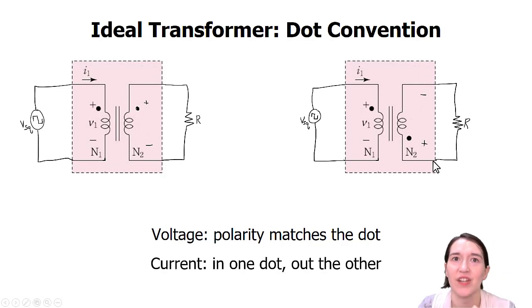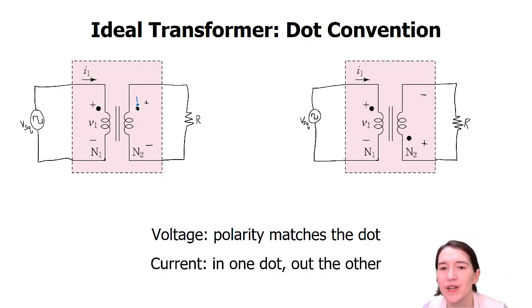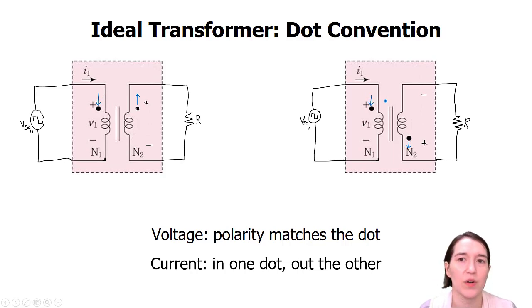The other part is the current. The current is going to be into one dot and out the other. So on this one, it's going out of the dot to go through the resistor, and this one has to go into the dot in order to balance correctly. And on this one, we're going to go out of that dot to go through the resistor, and this one's going to go into that one. So in one dot, out the other, and the voltage polarity matches the dot.